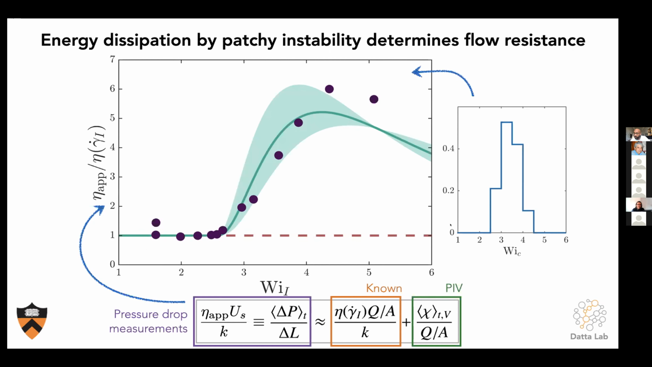And what's more, I told you about how different pores become chaotic at different flow rates or different Weissenberg numbers, right? The shape of this distribution actually controls the shape of this overall measured flow resistance. This starting point where you start to see this deviation is when the first pores become unstable. As you increase the flow rate, more and more pores become unstable, the apparent viscosity increases, and then all of the pores are now unstable. And that's where this now saturates and eventually goes back down as the background viscous dissipation takes over.